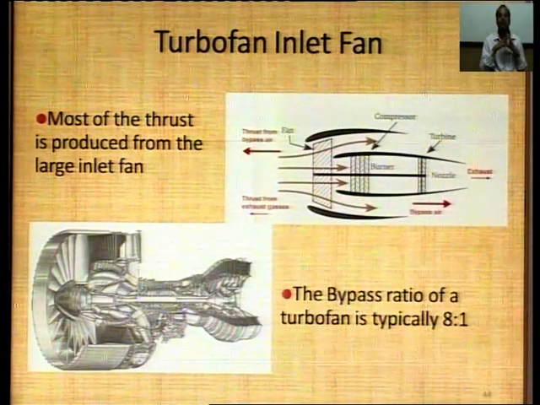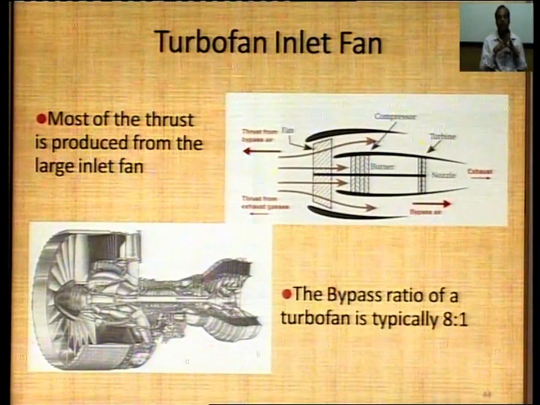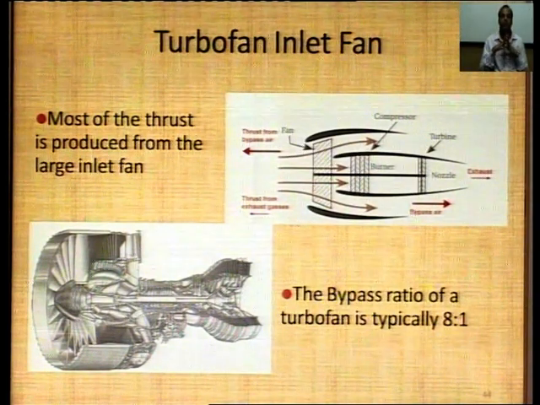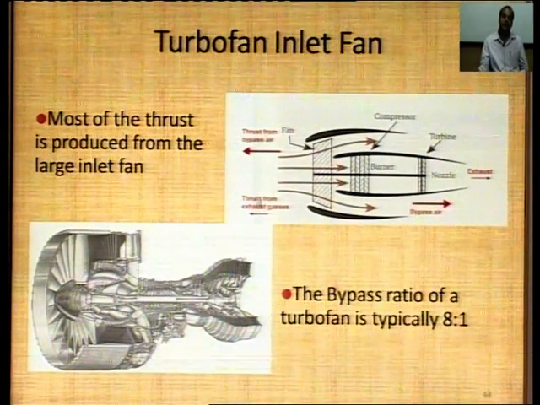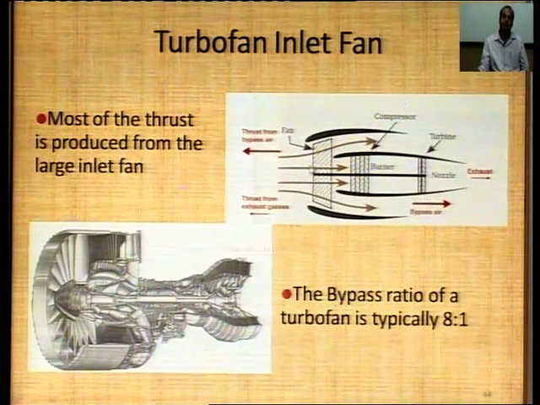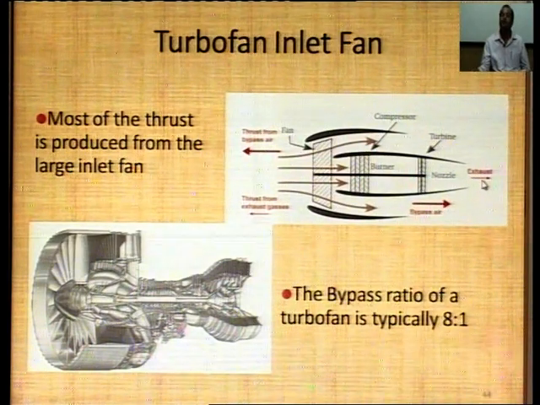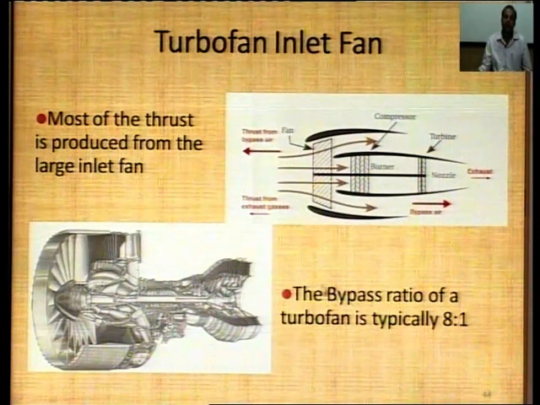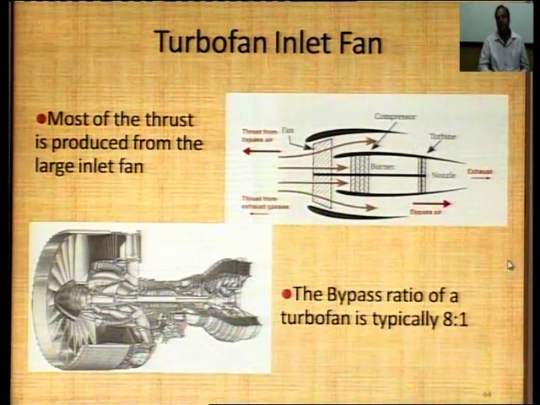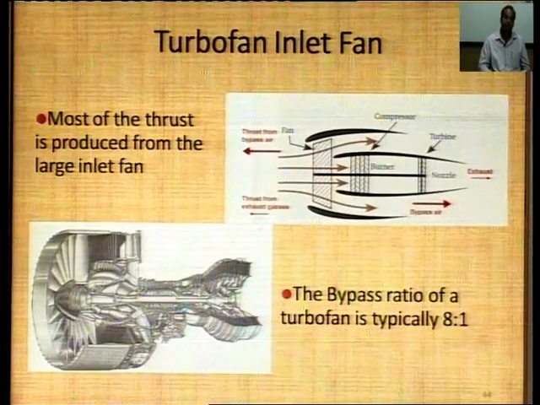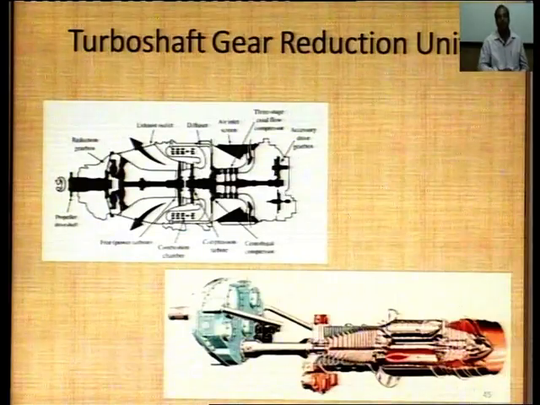Now let us discuss the turbofan inlet fan. Most of the thrust is produced from the large inlet side. Let us discuss: this is the large inlet side. On this side the thrust is produced, and on this side exhaust gases come out. And also, second, the bypass ratio of the turbofan is typically 8 to 1. Let me discuss the next slide.